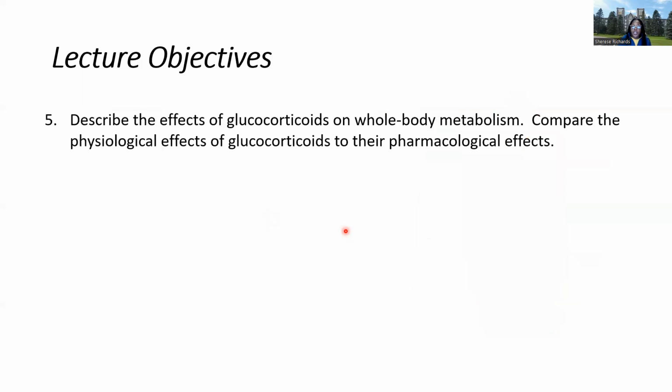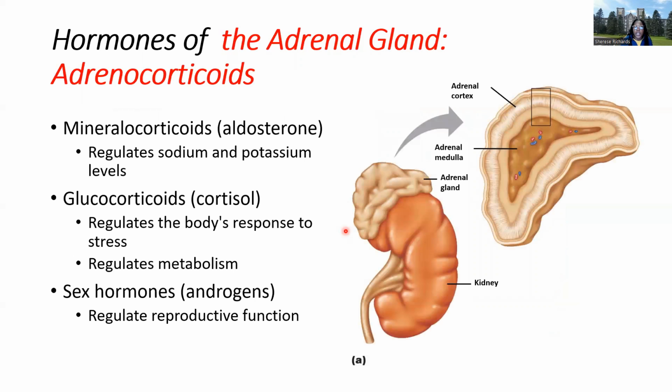All right, moving on to the 5th lecture objective: describe the effects of glucocorticoids on whole body metabolism, compare the physiological effects of glucocorticoids to their pharmacological effects. So really talking about steroids, and this is going to now focus on the adrenal axis. Now, the hormones of the adrenal gland are adrenocorticoids. There are 3 different types. Mineralocorticoids, which is aldosterone, that's going to regulate our sodium and potassium levels. It's going to have an effect on the kidney in terms of how much of that sodium is reabsorbed and how much of that potassium is secreted or wasted.